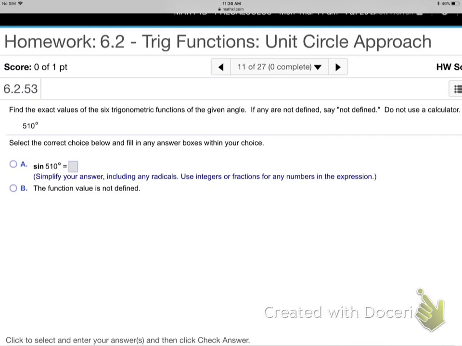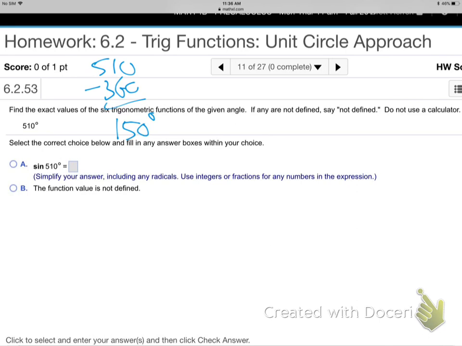So 510 degrees. What do you do when they give you a big angle like 510 degrees? Just subtract 360. Either way, same thing, you just subtract. What is that? Was it 150? Yeah, 150. So really, that's the same as 150 degrees.